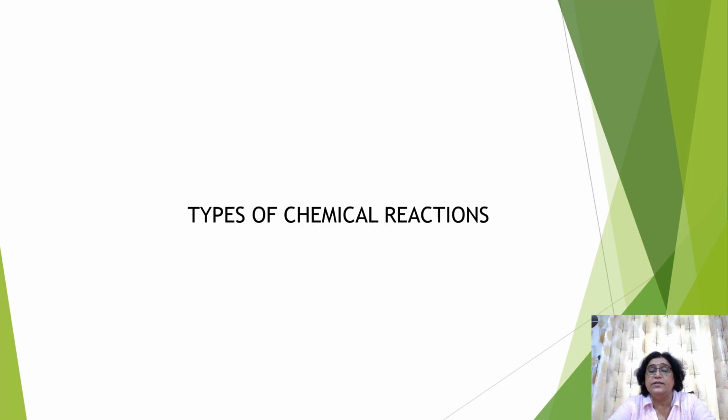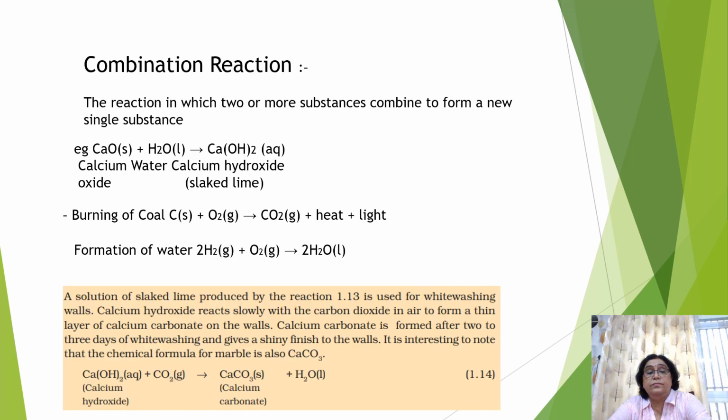Okay. Now let's see the types of chemical reactions. The reaction in which two or more substances react to form one substance is called combination reaction. So combination reaction is the first type of reaction. Here, for example, calcium oxide plus water gives you calcium hydroxide. So the two substances, calcium oxide and water, have reacted to form calcium hydroxide. This is called slaked lime, and the calcium oxide is quicklime. So quicklime is changed into slaked lime.